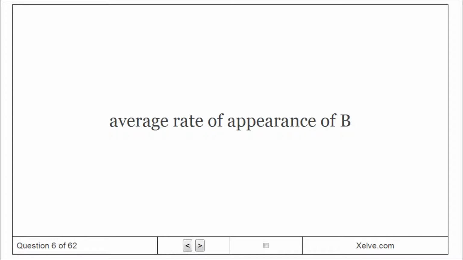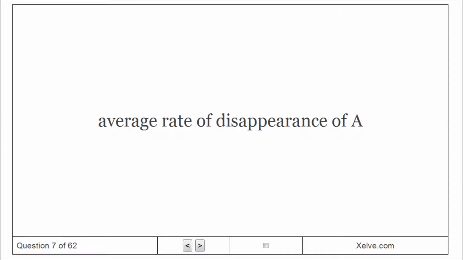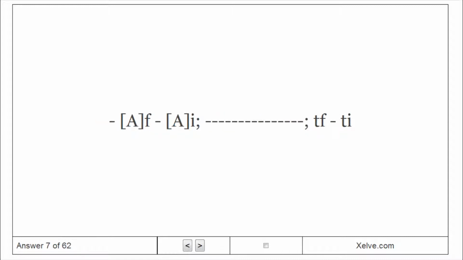Average rate of appearance of B: change in B over change in t. Average rate of disappearance of A: negative change in A over change in t.